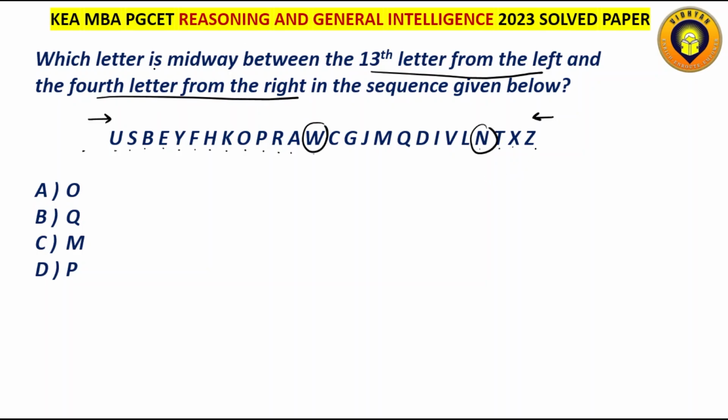So you have to find which letter is midway between W and N. How many letters are there between W and N? 1, 2, 3, 4, 5, 6, 7, 8, 9. Therefore, the middle letter will be (9 plus 1) by 2, 10 by 2, which is the 5th. The 5th letter is the middle letter. 1, 2, 3, 4, 5. So Q is the middle letter. As you can see, there are 4 here, there are 4 here. So Q is the middle letter. Option B.